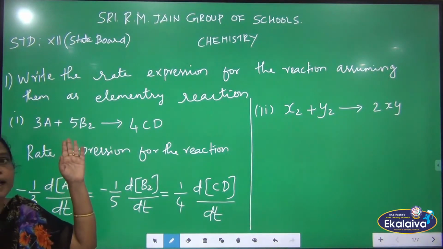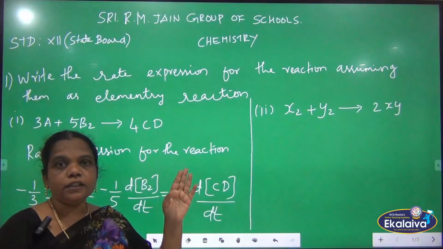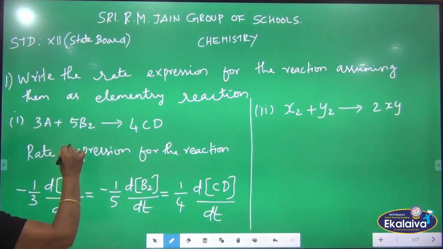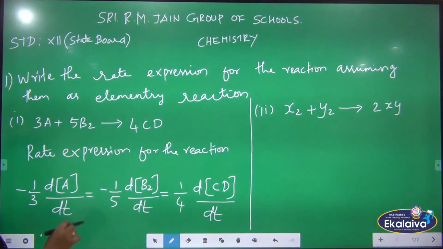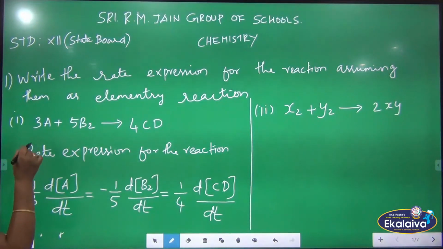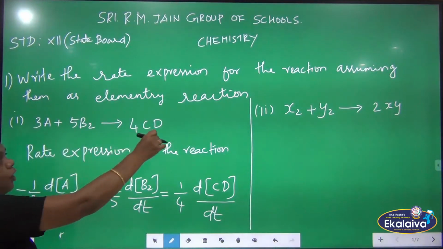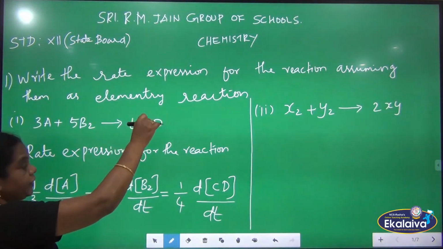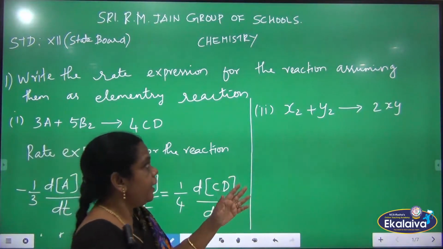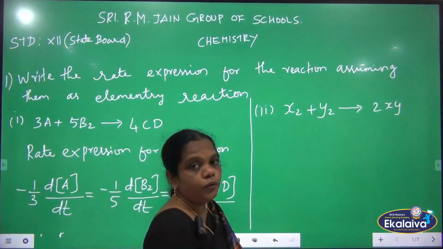It takes place as an elementary reaction. Elementary reaction means the reaction takes place in a single step. Single step means the reactants react to give the product directly. So this is one example of the rate expression. Always, for the reactant, you should give the negative sign, because the concentration is decreasing while the reaction starts. After the decrease of the concentration, the formation of the product increases, so you have to give the positive sign for the product. Another reaction: X2 plus Y2 gives 2XY.